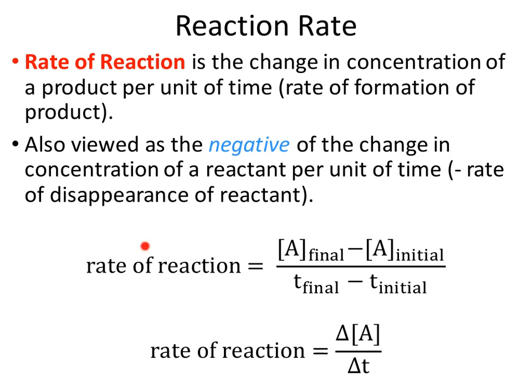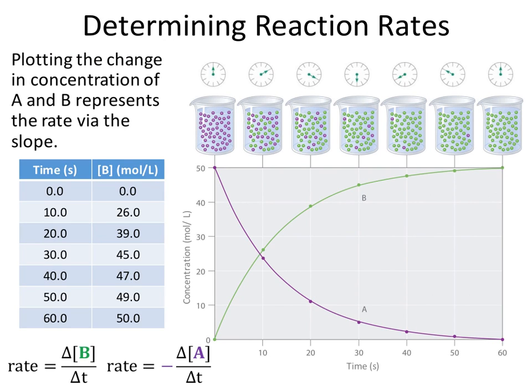So in the case of a rate of reaction in terms of a product, which is usually what we measure, we have this equation over here. So our concentration of our final minus our initial concentration over the final time minus the initial time. So we're looking at the change in concentration over the change in time. And again, that's usually done for product, the formation of product, but we can also have the negative, which means the consumption of reactant.